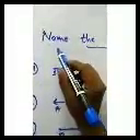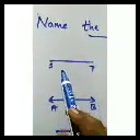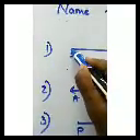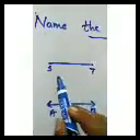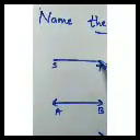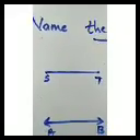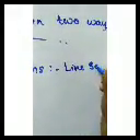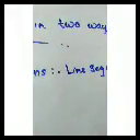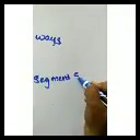Practice questions. First question, name the figures in two ways. How to name it? What is this? It has two endpoints. That means this is a line segment. We have to write it in one way. What's the name? ST. The line segment ST.